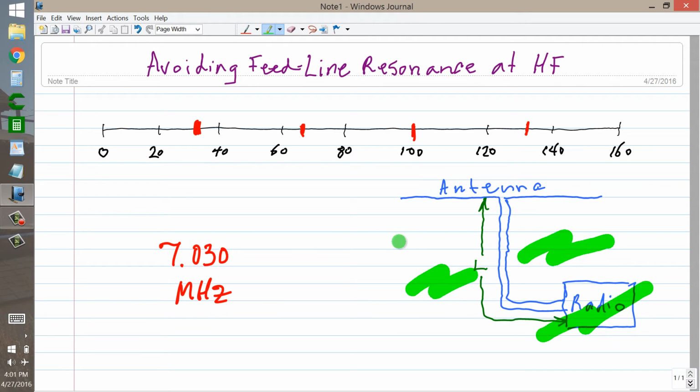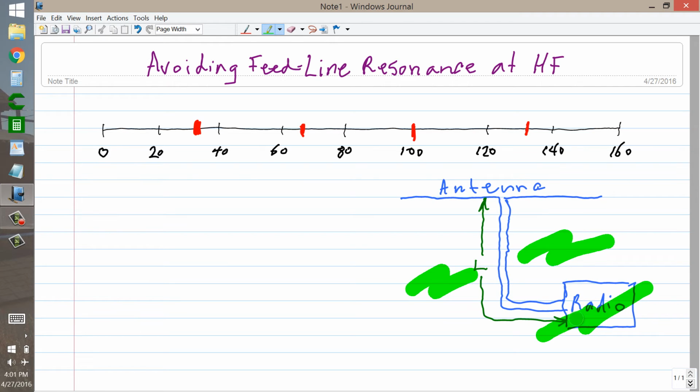If you run QRP, you're very lucky indeed, because you're not likely to see RF in the shack in any case, but you will still nevertheless have the radiation from the feed line that you don't want and the pickup of signals in the feed line that you don't want at any power level.